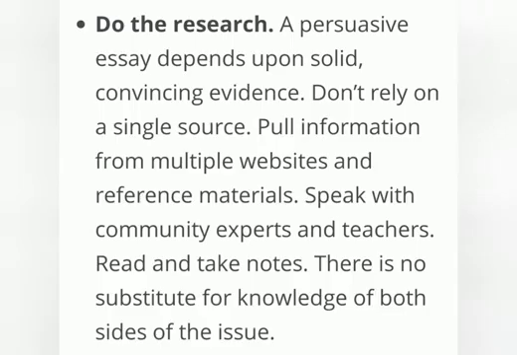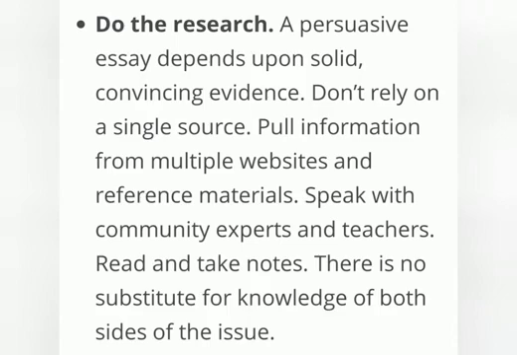To plan, the moment you plan to write an essay, you have to follow these particular points. Next point, do the research. A persuasive essay depends upon solid, convincing evidence.